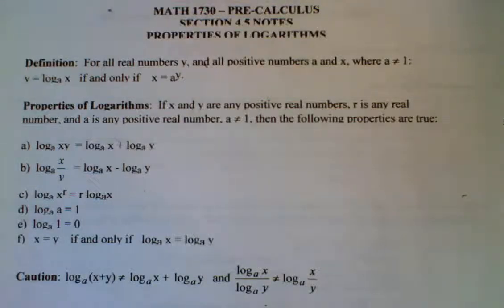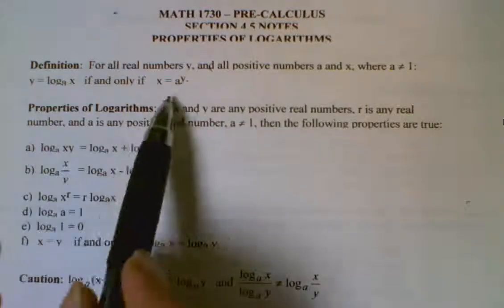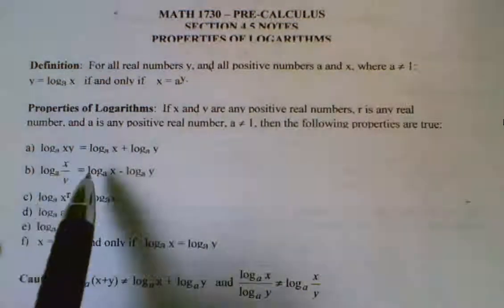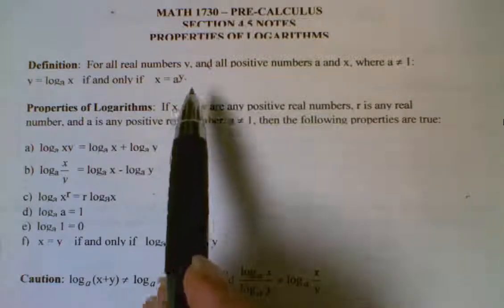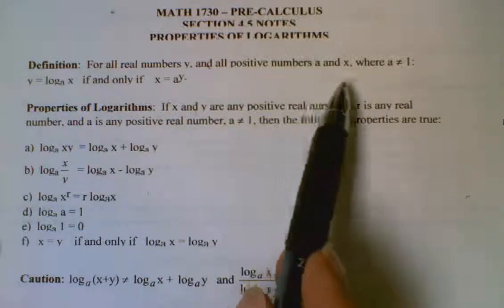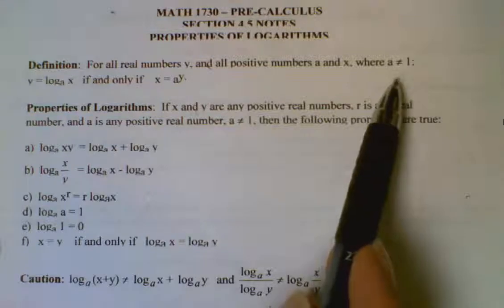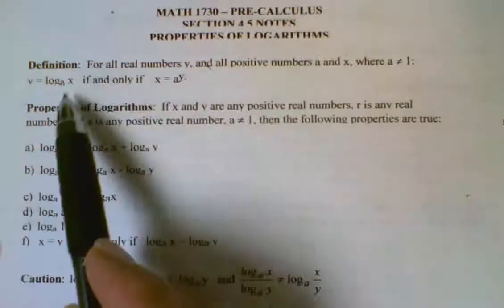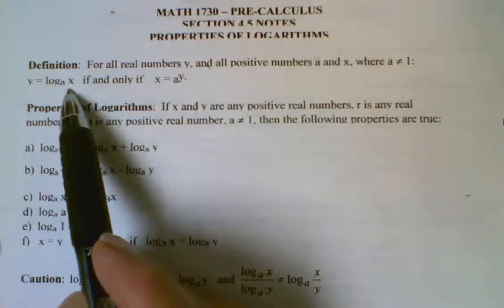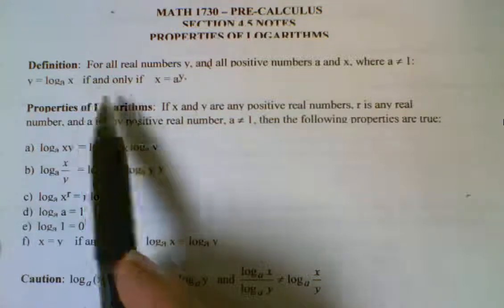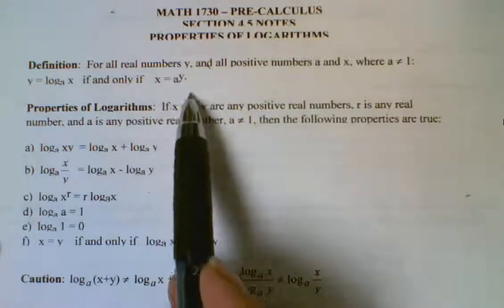Section 4.5 gives us properties of logarithms. First, let's review the definition of a logarithm, which just gives us a way of going back and forth between logarithmic form and exponential form. For all real numbers y and all positive numbers a and x, where a is not equal to 1, y equals log base a of x if and only if x equals a to the y.